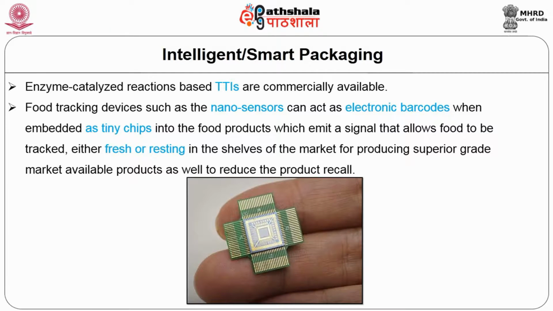Food tracking devices such as the nanosensors, which are invisible to the human eye, can act as electronic barcodes when embedded as tiny chips into the food products, which emit a signal that allows food to be tracked either fresh or resting in the shelves of the market, for producing superior grade market available products, as well as to reduce the product recall.